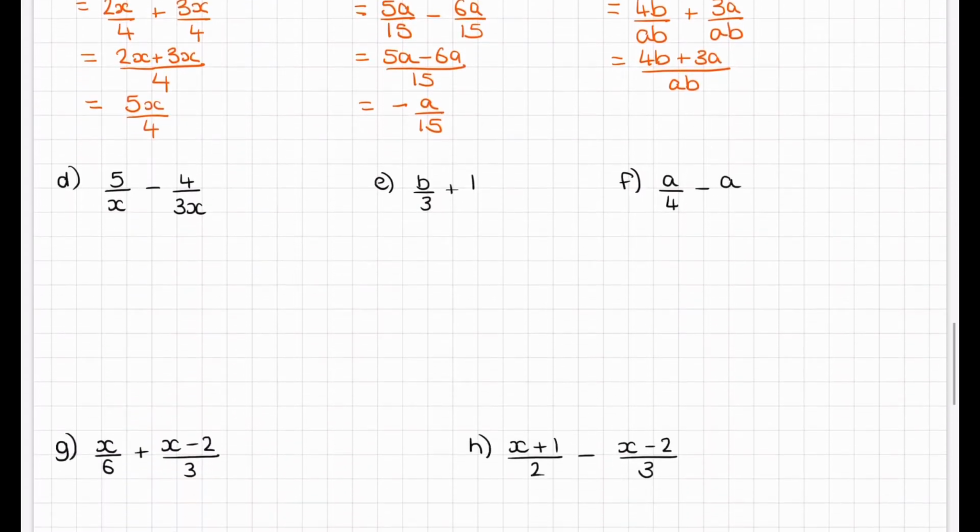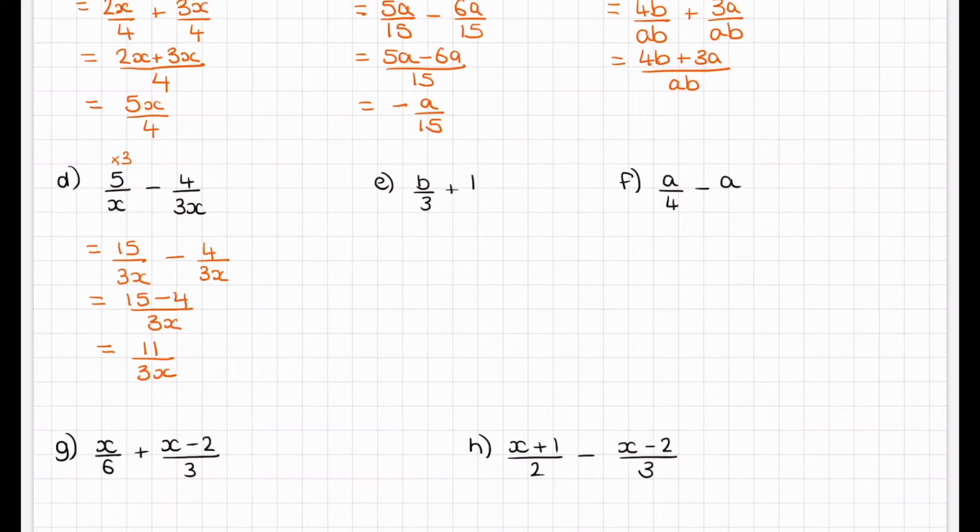Now D, we have 5 over x minus 4 over 3x. So to get the common denominator here, we've got an x on one and a 3x on the other, so we just need to times the first fraction by 3. And we'll get 15 over 3x minus 4 over 3x. We can make our one fraction, so it'll be 15 minus 4 over 3x, and then 15 minus 4 is just 11. So our final answer will be 11 over 3x.